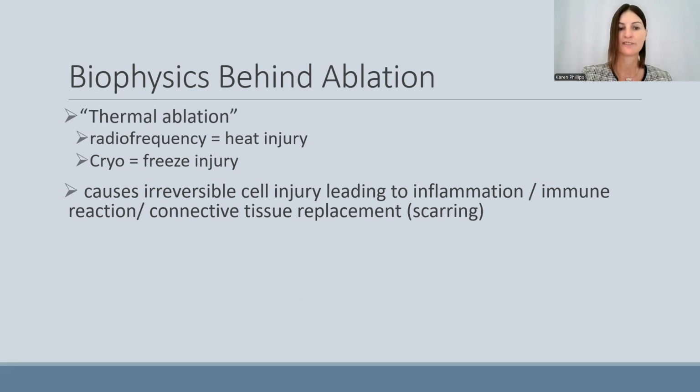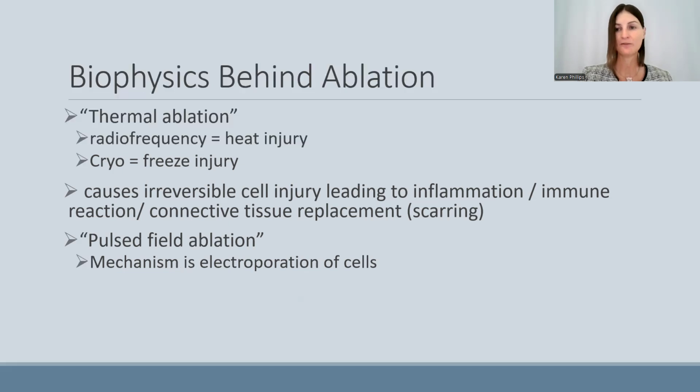Thermal injury basically causes irreversible cell injury from the overheating or freezing of the cell, which then goes through a process of inflammation, immune reaction, and connective tissue replacement, which is effectively scarring. To some extent, that's the desired result: we're either getting rid of the specific troublesome tissue, or, with AF ablation, we're looking for that scarring because it provides a type of electrical insulation to prevent arrhythmia events.